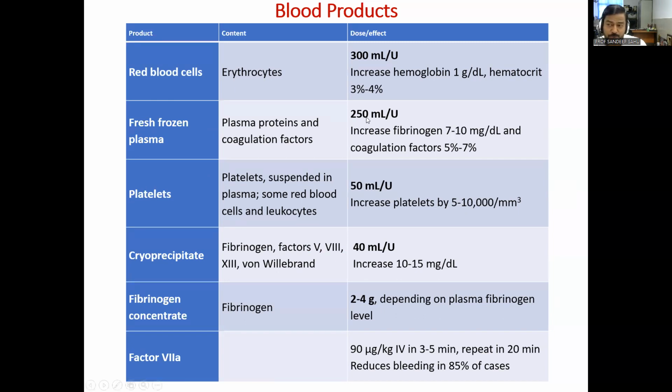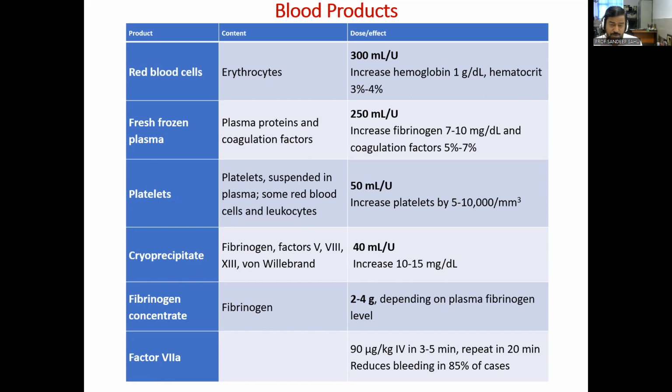The bag comes as 250 ml per unit, and it increases fibrinogen by around 7 to 10 milligram per deciliter and coagulation factors by 5 to 7%. If bleeding is not stopped by giving FFP, then we should give cryo. Cryo comes as 40 ml per unit, and it increases the fibrinogen by 10 to 15 milligram per deciliter. The fibrinogen is much higher here.